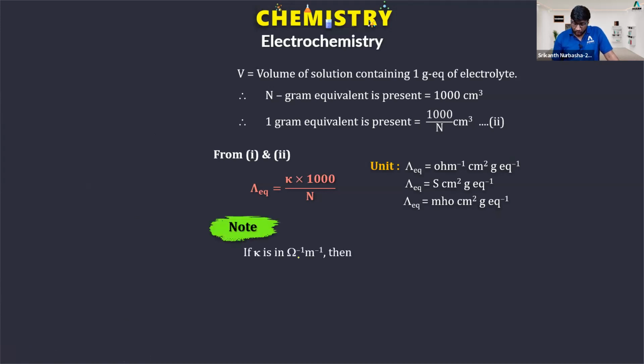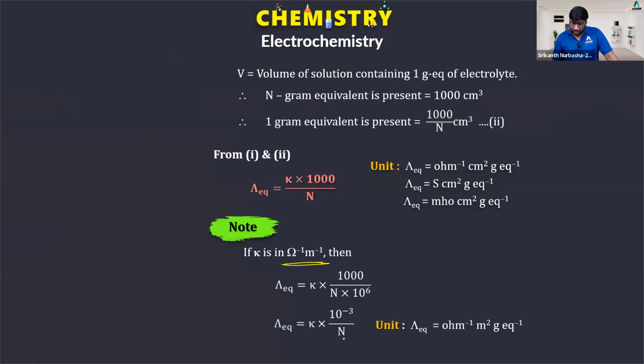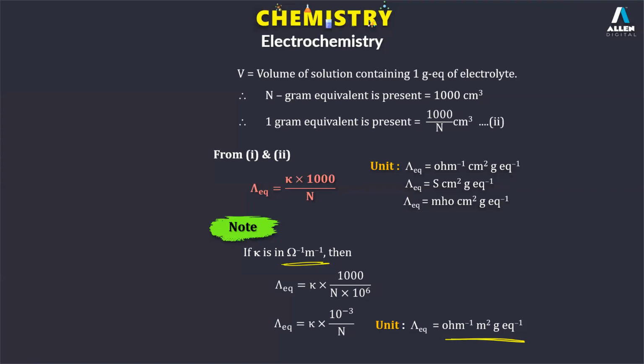If K is in ohm inverse meter inverse, then you will have 1000 in the denominator. So K into 10 power minus 3 by N means K by 1000 into normality. So equivalent conductance is in ohm inverse meter square gram equivalent inverse. Is that clear, students? Yes, sir. Very good.